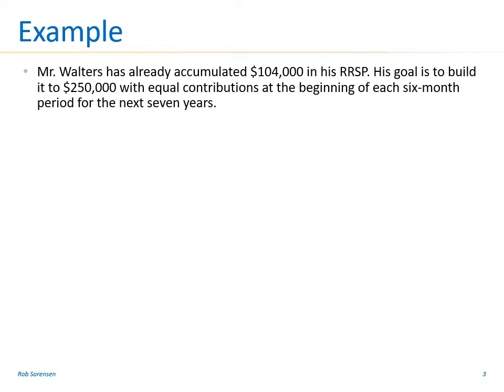Mr. Walters already has some money in his RRSP. His goal is to build it to be even greater, $250,000. And he's going to put in contributions every 6 months over the next 7 years. So he's got 14 contributions to build it up. What should those deposits be if he can earn 8.5% on his money?